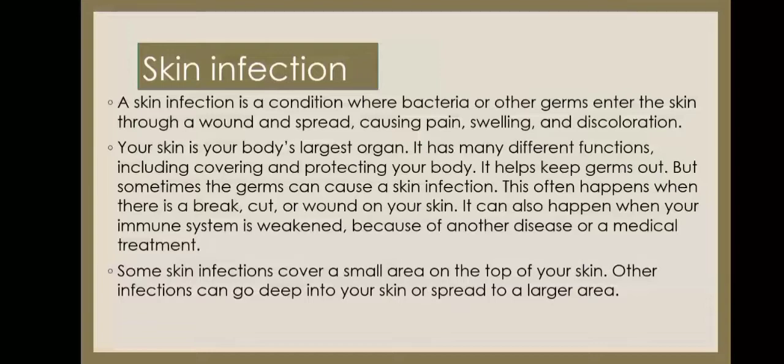Your skin is your body's largest organ. It has many different functions, including covering and protecting your body. It helps keep germs out, but sometimes germs can cause a skin infection. This often happens when there is a break, cut, or wound on your skin. It can also happen when your immune system is weakened because of another disease or a medical treatment. Also, some skin infections cover a small area on the top of your skin, and other infections can go deep into your skin or spread to a larger area.